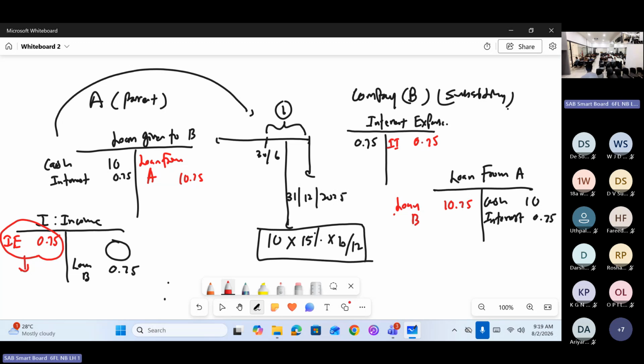What is the impact here? Income is debited and expenses are credited. Income debit, expenses credit, so the impact will be zero. This will impact two different results. Here the impact comes to consolidated earnings. Here the impact comes to subsidiary retained earnings.